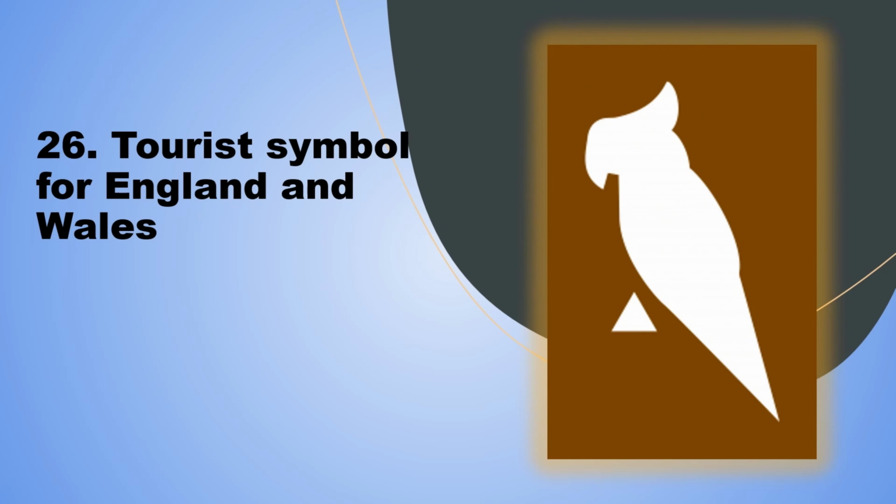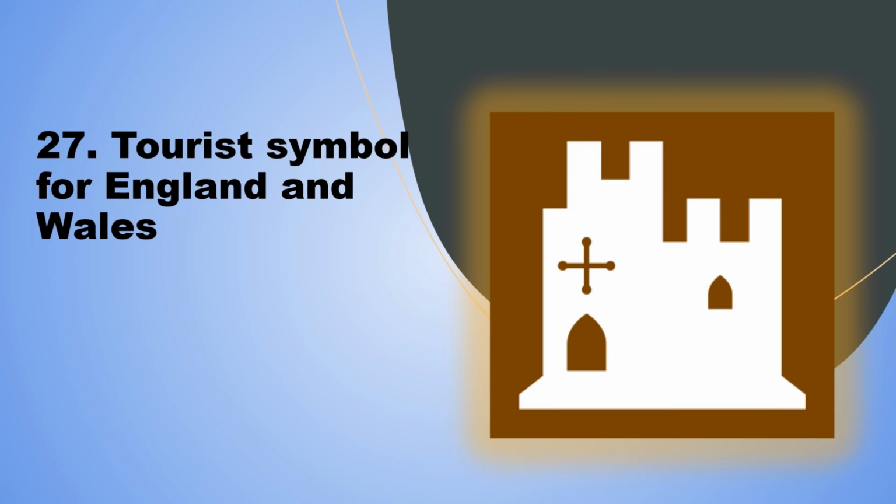The next sign is again another tourist symbol for England and Wales, and we can see here a bird or a parrot. So this sign means this is a bird garden. Again, you can associate the bird on the sign with what the sign means. Moving on to the next question. This is another tourist symbol for England and Wales. Please remember the castle sign we had in the previous question.